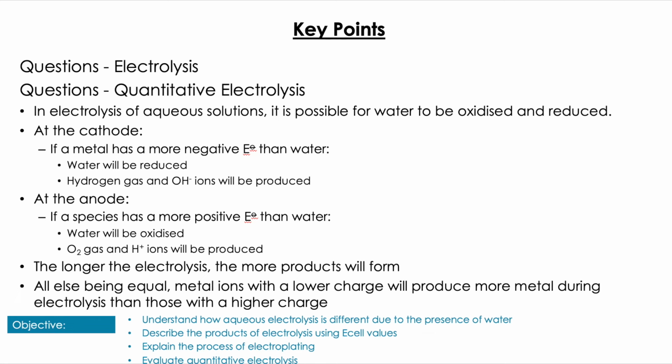Fantastic. So as always, you're going to need to make sure you do some questions on all the types of stuff we've done today. But really, you want to get familiar with that table that you get, table 24 in your data booklet, so that you can easily tell what's being oxidized at the anode and what's being reduced at the cathode.